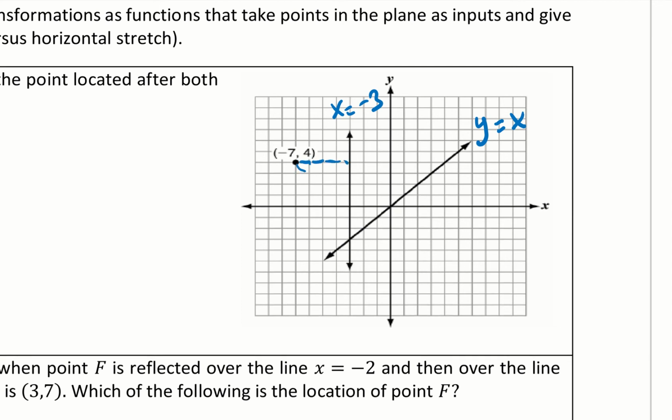So this is 1, 2, 3, 4 spaces, and so it's going to be the same on the other side, 1, 2, 3, 4 spaces. And that's my new point right there, and that point is (1, 4). So that's my ordered pair. And now I'm going to reflect it about y = x.